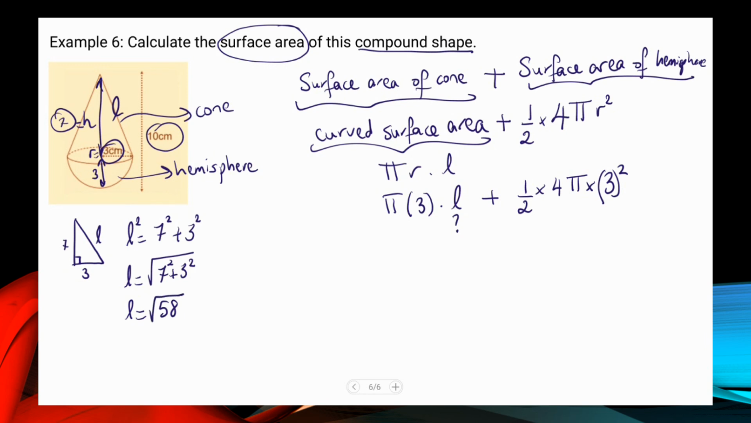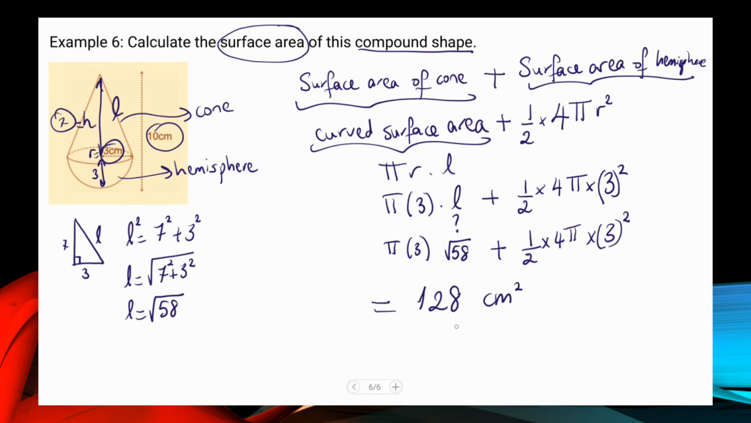It is a very long decimal number, so keep it as an exact value and put it as the square root of 58 within your calculation. Then calculate by using your calculators. You will reach the answer 128, correct to 3 significant figures, and the unit of this is cm².